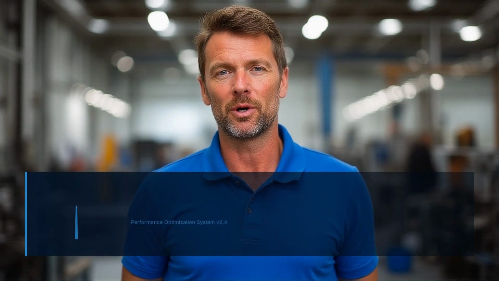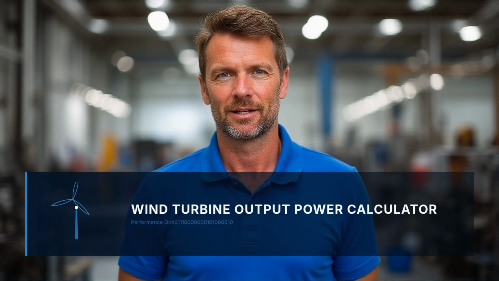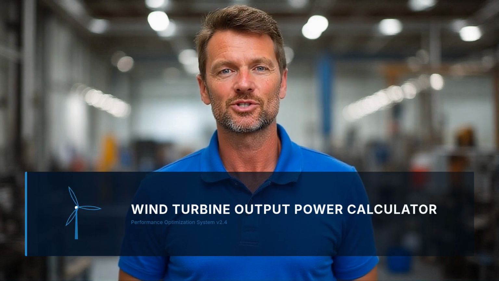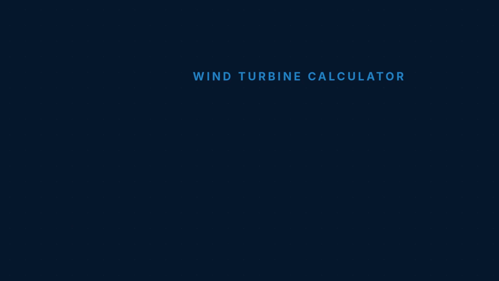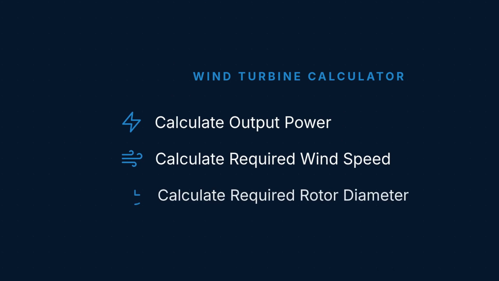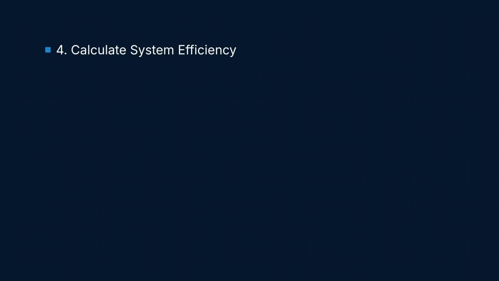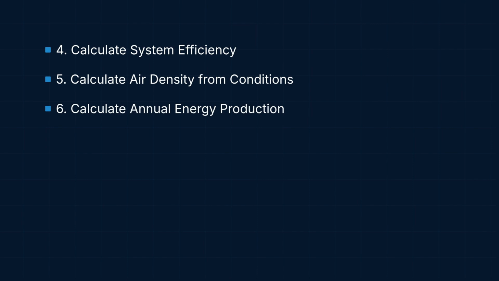The Wind Turbine Output Power Interactive Calculator helps engineers determine turbine performance parameters and optimize wind energy systems. This calculator offers 6 calculation modes: calculate output power, calculate required wind speed, calculate required rotor diameter, calculate system efficiency, calculate air density from conditions, and calculate annual energy production.